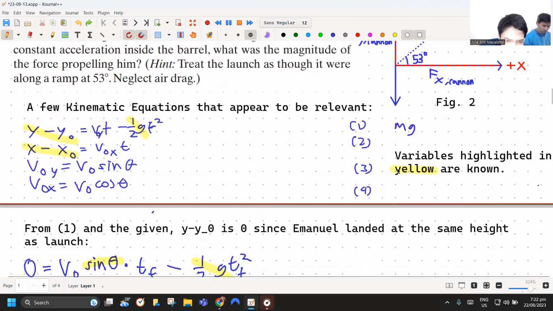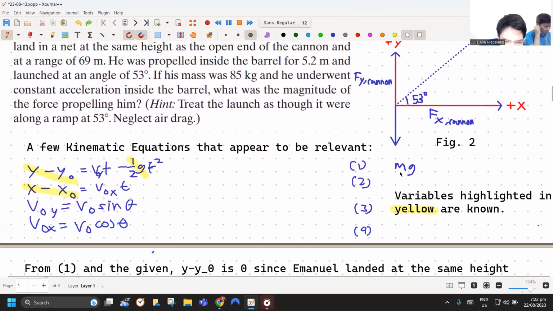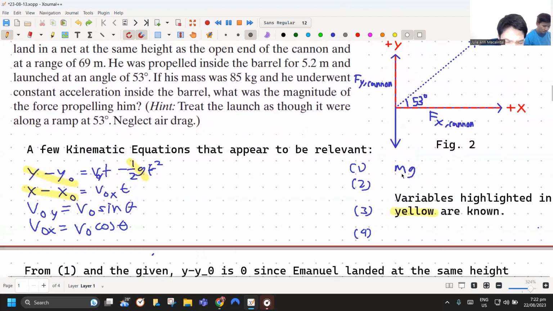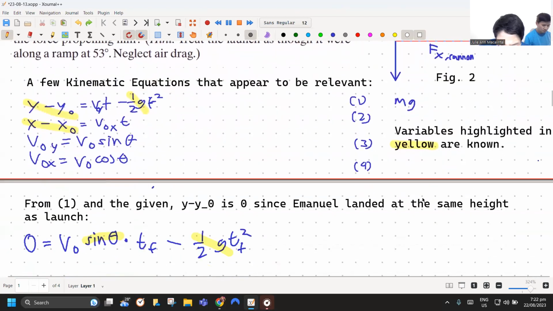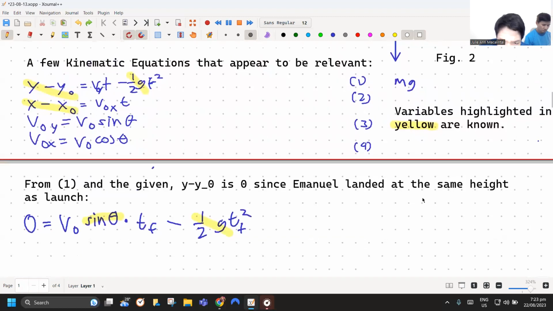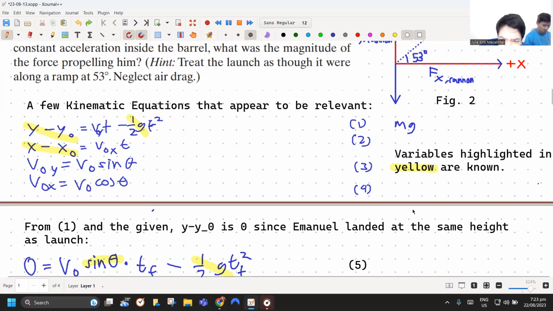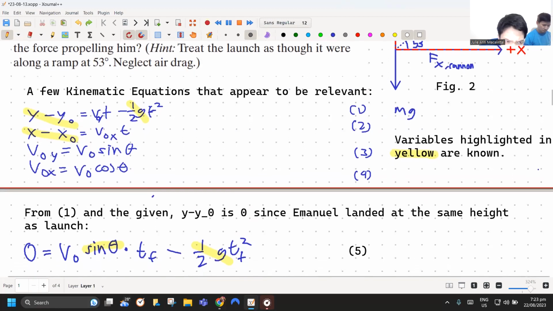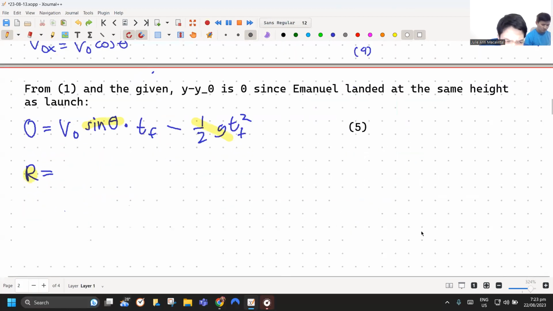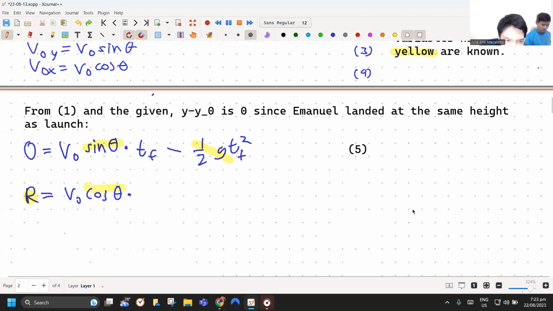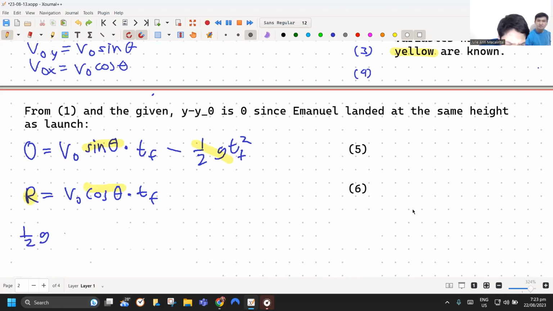Okay, so we are going to find his force. What we're aiming for is to find his acceleration because we know his mass, and we need to know his direction too. This is equation 5. So using equation 2, its range, which is 69 meters, R is equal to v0 cosine theta, using 4, times t final. And that's it, equation 6.